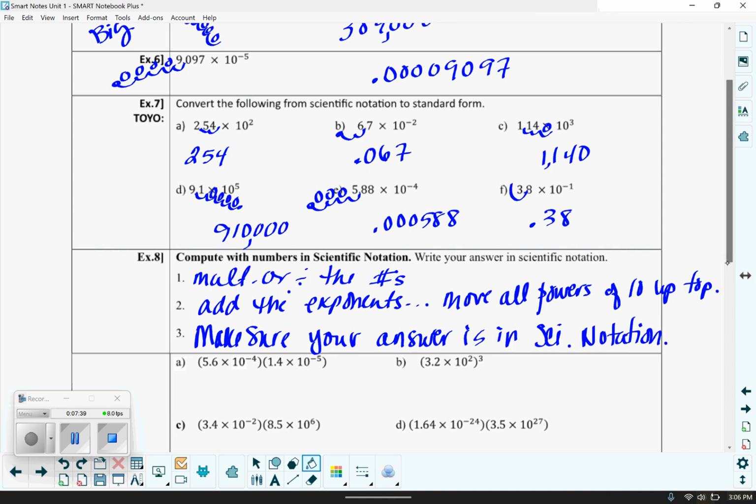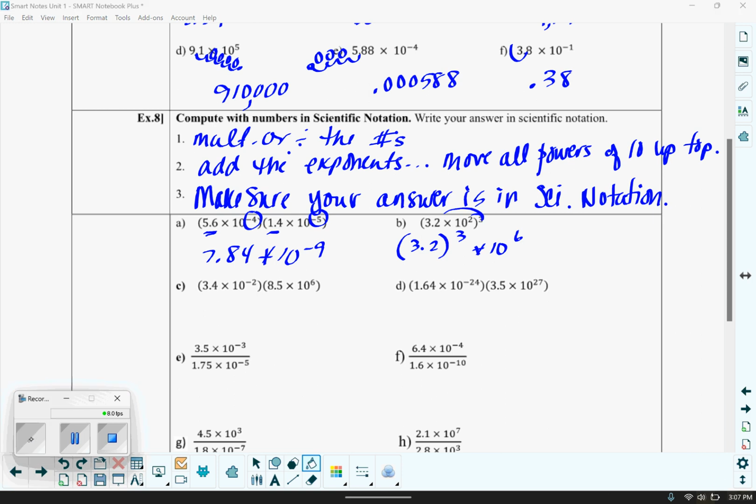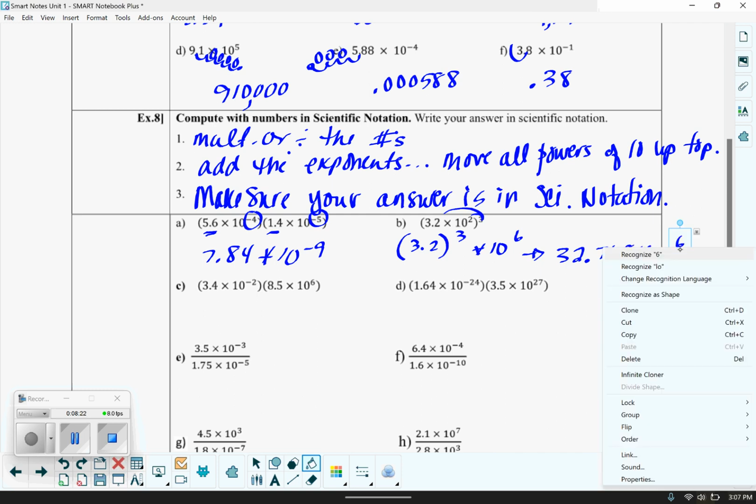Okay, so these down here, I'm going to take the 5.6 times the 1.4. 5.6 times 1.4 is 7.84. And we're going to go times 10 to the, there's -4 and -5 is -9. The next one, I'm going to cube both of those, right? So it's going to be 3.2 to the 3rd power. And then it's going to be times 10 to the 6th power. That gives me 32.768 times 10 to the 6th power.